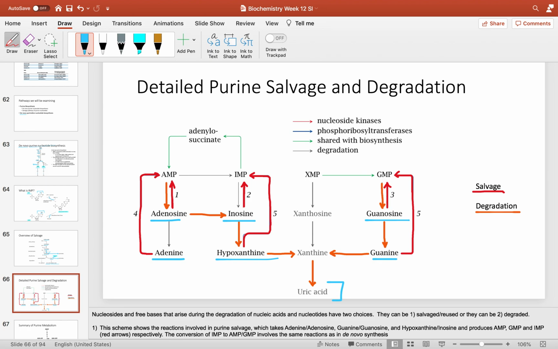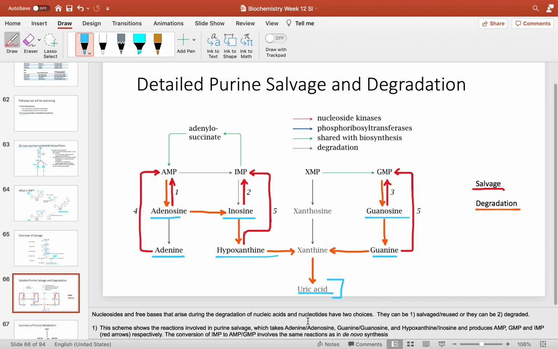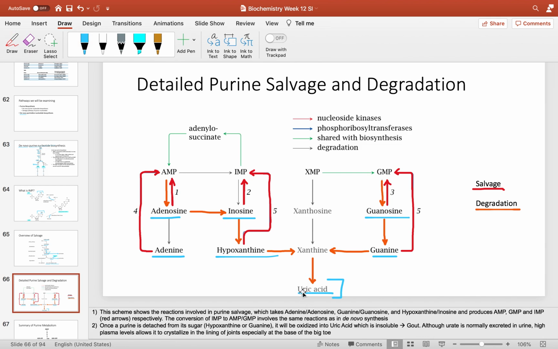Similarly, your GMP will lose a phosphate to become guanosine, which is a nucleoside, so just the sugar plus the guanine base, and then this will lose the sugar to form the guanine base, and this will be converted to xanthine and eventually to uric acid. So we can see it's quite complicated. The one thing to note is this uric acid is actually what's responsible for the gout disease that people have. So normally it's excreted in urine, but high plasma levels of uric acid actually allow this uric acid to crystallize in our joints and the lining of it to form these gout crystals, which are very painful.